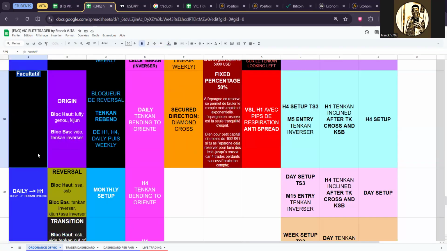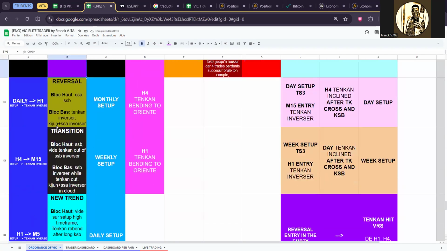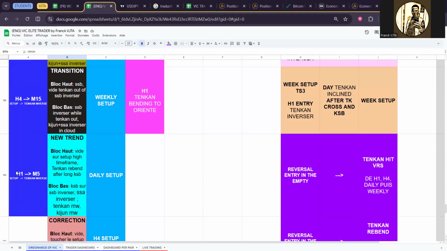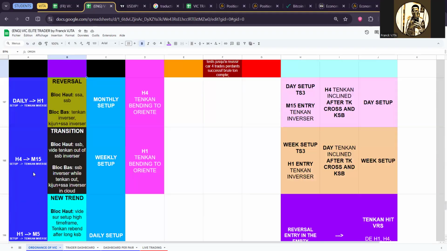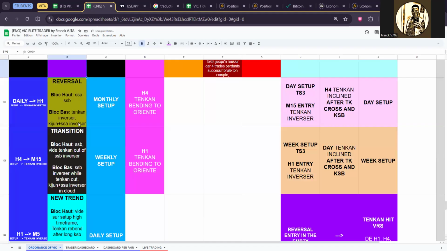Or other options that you can have, but it is really optional. Like you may decide to also do it between daily and 1 hour, or H4 and M15, or H1 and 15 minutes, right? But the thing will be that the more you are in a higher time frame, the better it is, because it will hold a bigger weight.